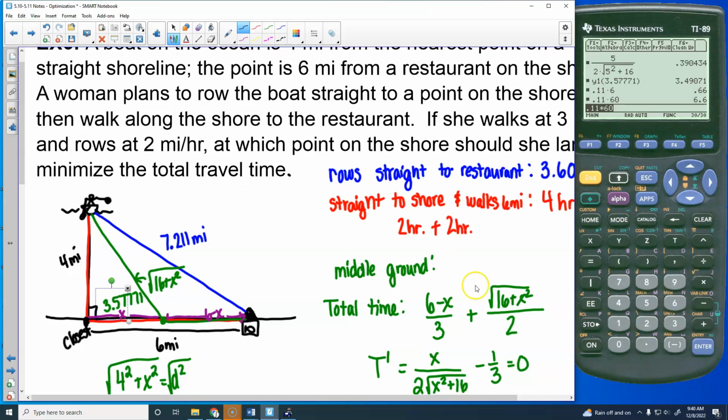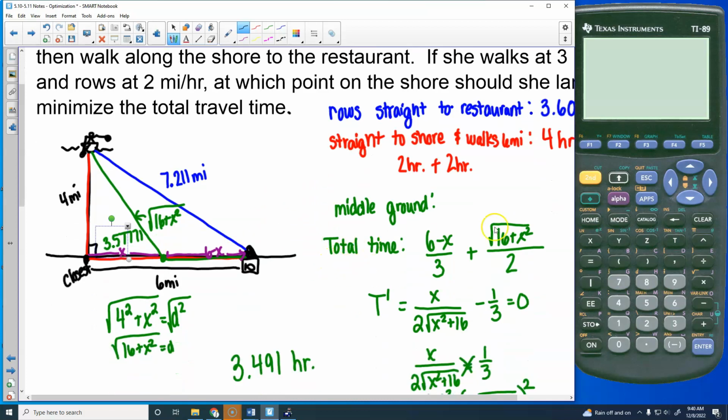We talked about the option of just going straight there, which was 3.6 hours. We talked about the option of going straight to shore and then walking. That was longer, right? So what we were trying to figure out was, was there a point somewhere in between here that would actually be faster than either one of those options? And there is.